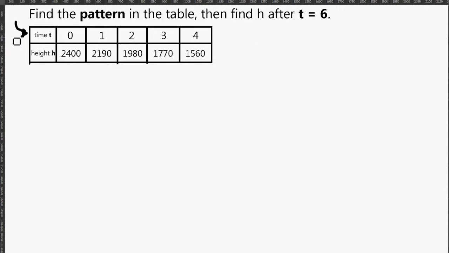And so this table could be talking about a moving object. So for example, a paraglider that's falling in the sky starts at a certain height at time equals 0, and then travels through the sky and ends up at a different height at, say, time equals 4 or 6. And so the first thing you want to do to solve this problem is to find the pattern in the table. And how you find the pattern is you look at the difference in the height during the different times.